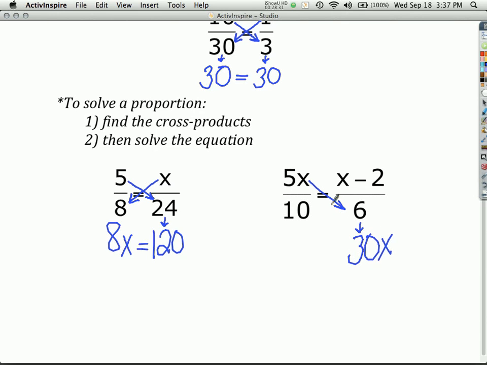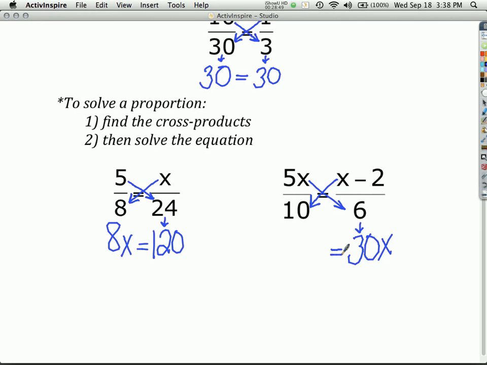Now we need the other cross product, and here's where things are a little bit more complex. We need to think more carefully. x minus 2 times 10. How do I write that out? How do I write that out, Daniela?